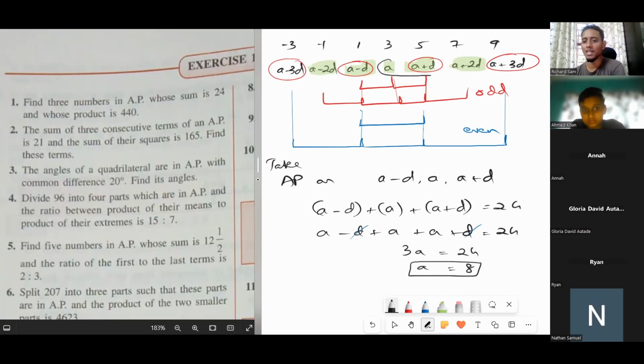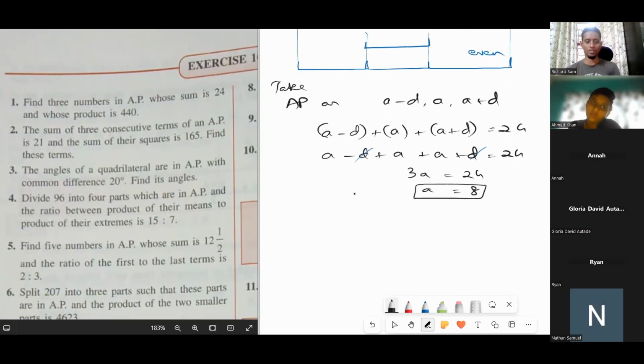What if we did not take it symmetrically? What if we just took A plus D and A plus 2D as the three terms? If you make an equation out of it, D would not get eliminated. We will have A plus A plus A, which is 3A, and D plus 2D, which will be 3D. You'll have 3A plus 3D, and you will not eliminate any of the variables. So that is why we took it symmetrically.